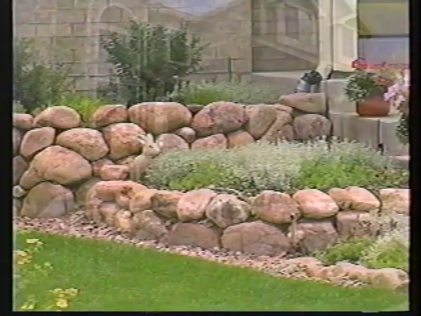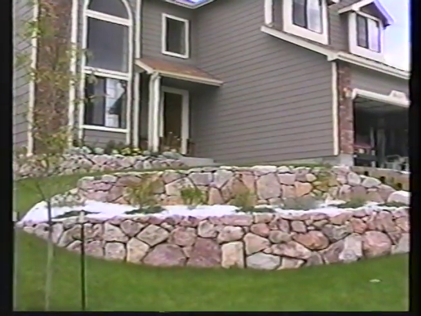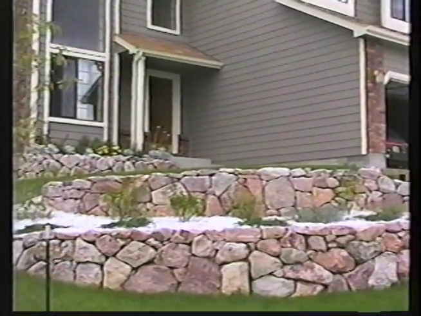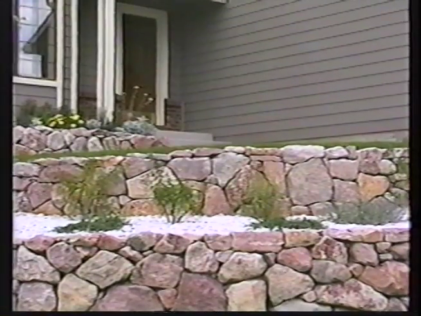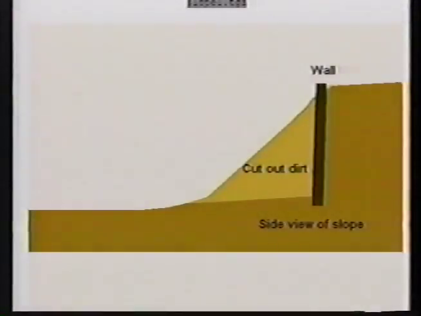If you find that the total height of your wall is going to exceed 4 feet, we recommend building additional walls. Space the walls at least 4 feet apart. This will provide room for planting beds. Lay out on the ground where your walls will be located.